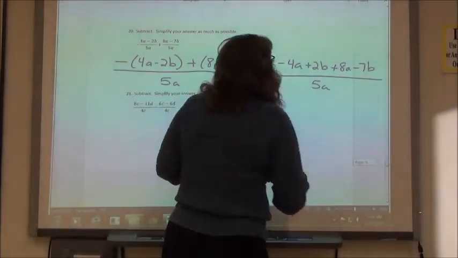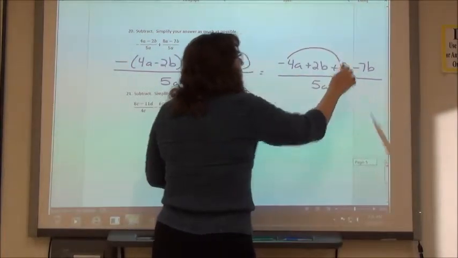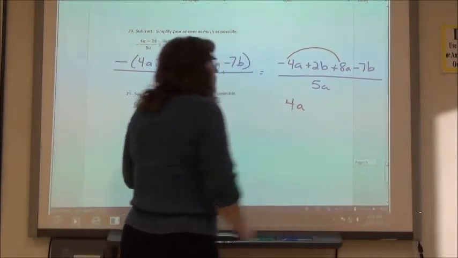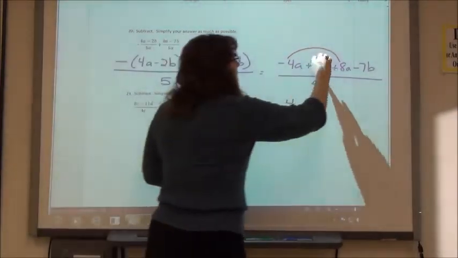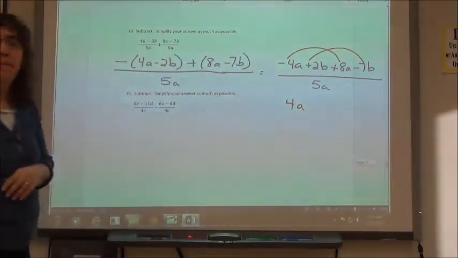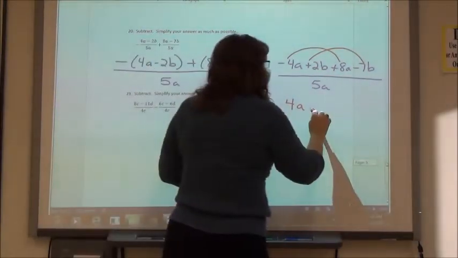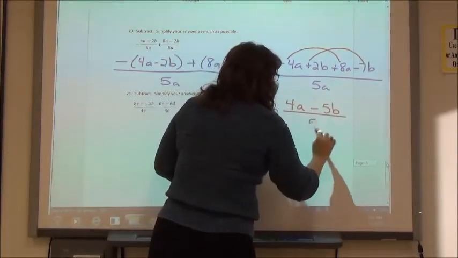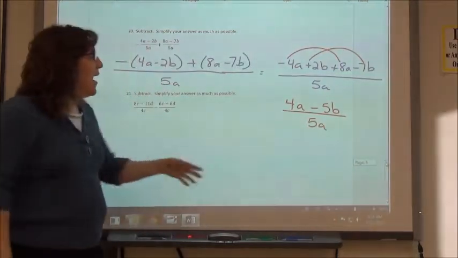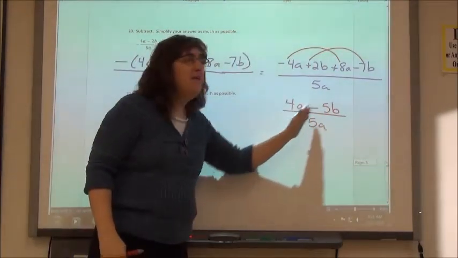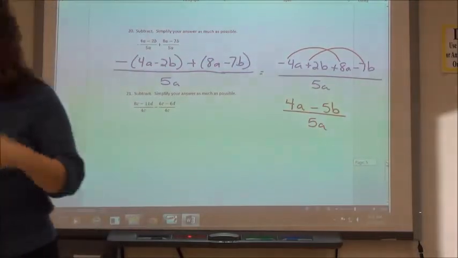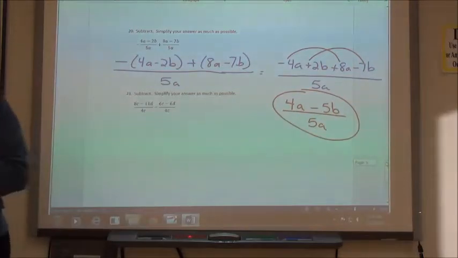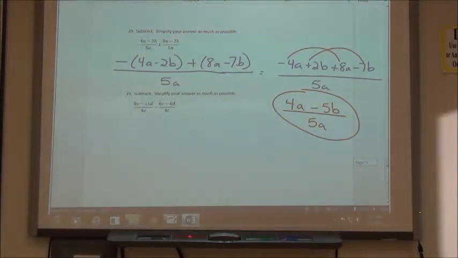And then I'm going to combine my like terms. Negative 4 plus 8 is positive 4a, so 4a. Positive 2 minus 7, negative 5b, right? Got to take the sign of the larger, over 5a. Again, I can't simplify this because all three of them would have to be divisible by the same thing, so I'm done. 4a minus 5b over 5a is my answer. Go ahead, try number 21.